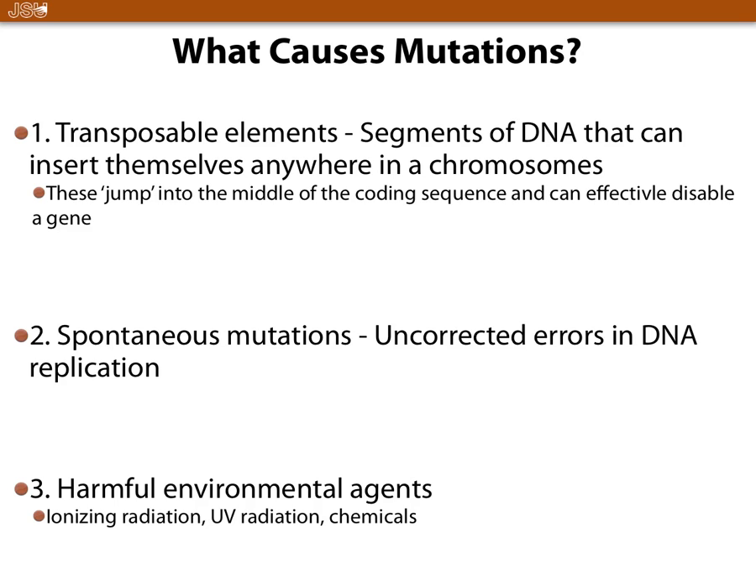Also, harmful environmental agents. UV radiation, cancer, right? If you're going to the sun too much. Chemicals, carcinogens. Okay, environmental agents. It's something called a thymine dimer: 2 thymines that fuse together from too much UV radiation. So we can induce mutations. And again, what are mutations? Small changes in the sequence of DNA.